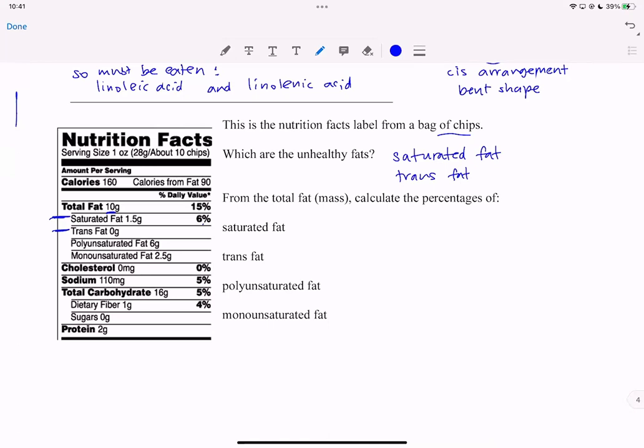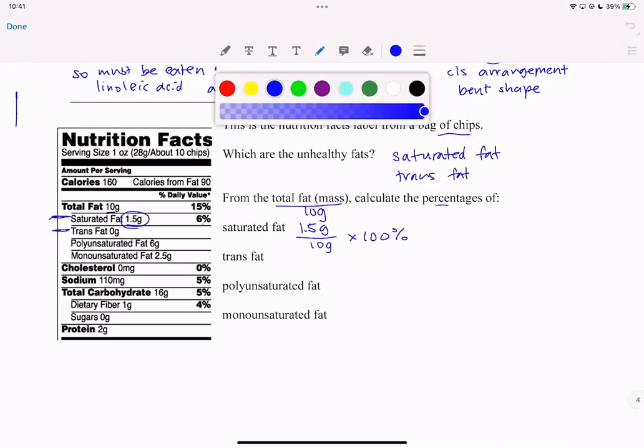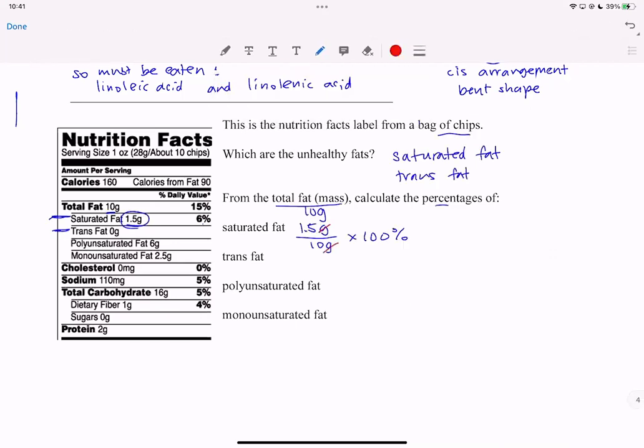So how do you calculate the percentage when you have a total? First you need your total fat, which is 10 grams. Just like when you calculate a grade percentage, you need the portion. The amount of saturated fat is 1.5 grams. The portion divided by the total, 10 grams, and then times 100%. The units are the same, grams and grams, so the units you'll end up with are percent. So that's 1.5 divided by 10 times 100%.